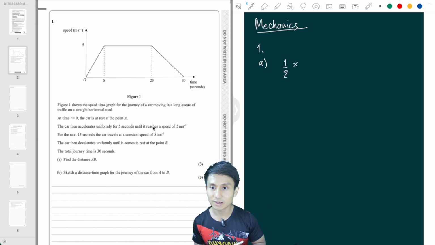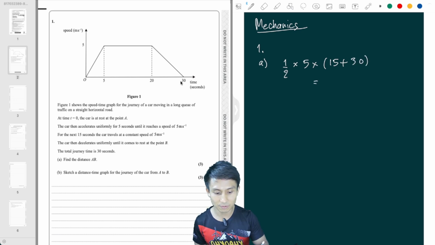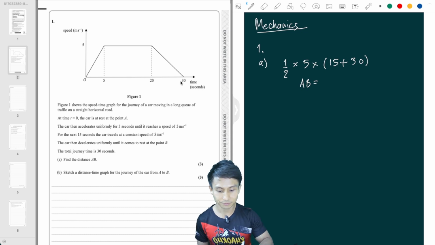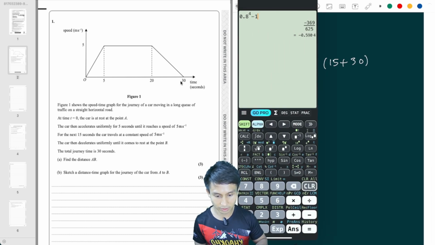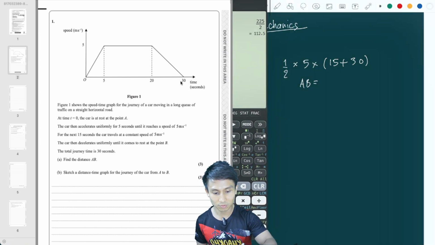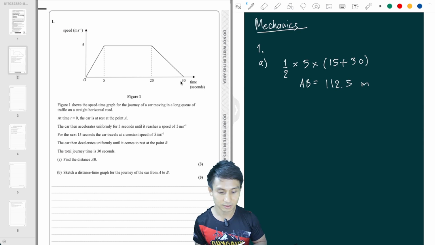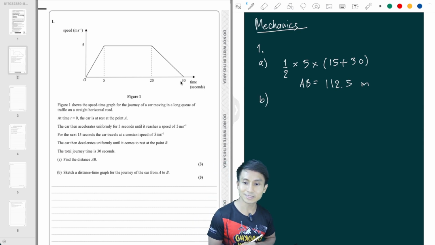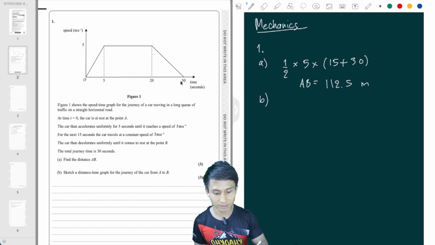I'm just going to do 1/2 times the height of the trapezium, which is 5, times the sum of the parallel sides. The top side of the trapezium is 20 minus 5, so that's 15, plus the bottom, which is from 0 to 30. So the distance AB equals that. On the calculator, 1/2 times 5 times 15 plus 30, 45, so that's 112.5 meters.